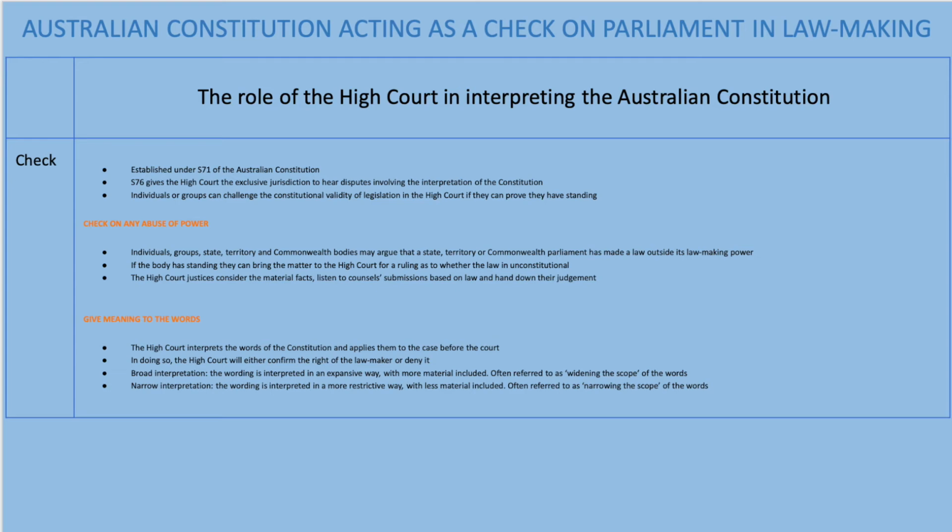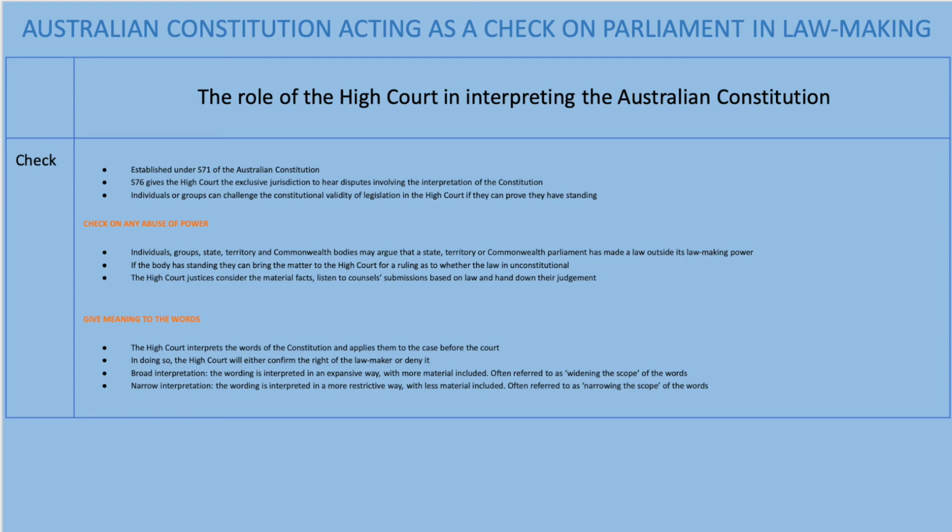The High Court's check on any abuse of power. Individuals, groups, states, territories, and Commonwealth bodies may argue that a state, territory, or Commonwealth Parliament has made a law outside of its lawmaking power. If the body has standing, they can bring the matter to the High Court for a ruling as to whether the law is unconstitutional. The High Court justices consider the material facts, listen to the counsel's submissions based on law, and hand down their judgment.